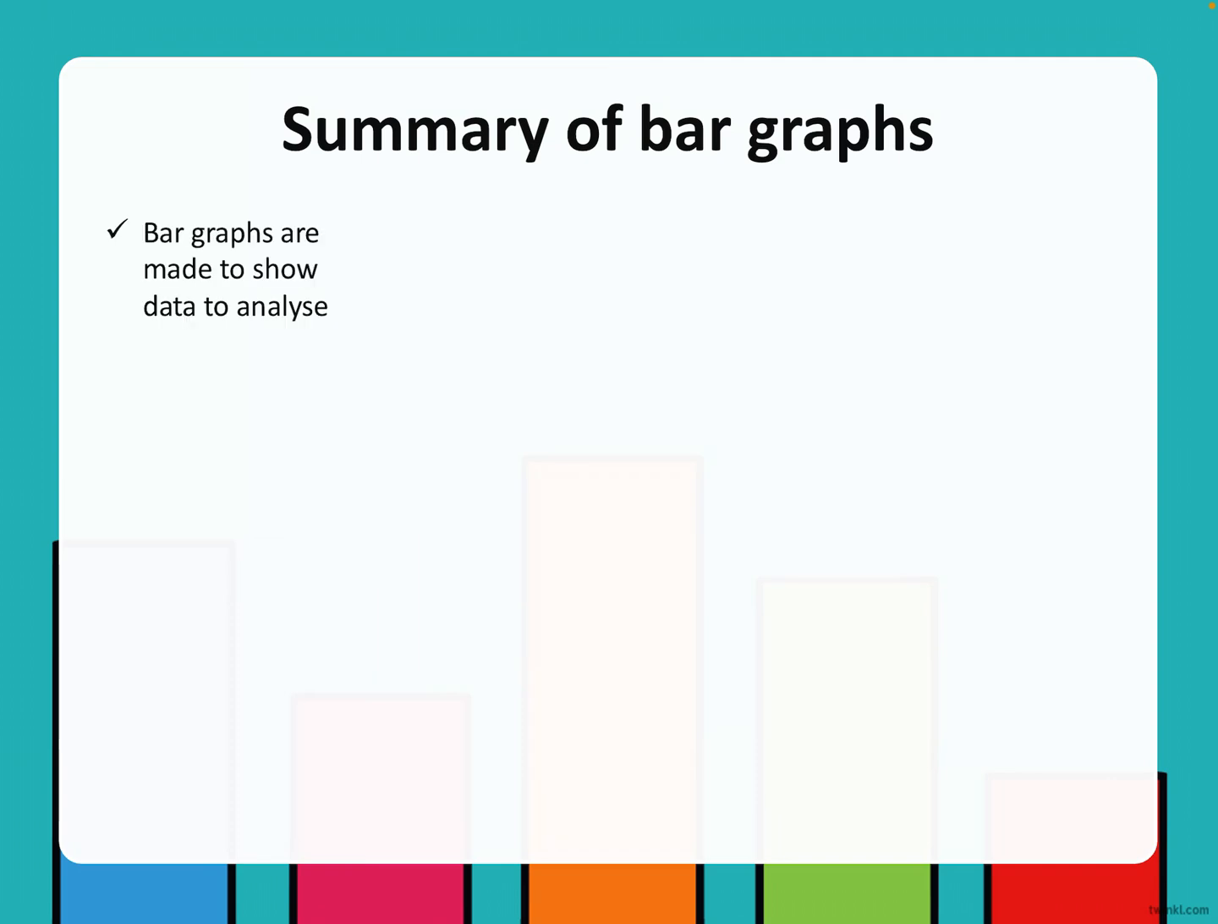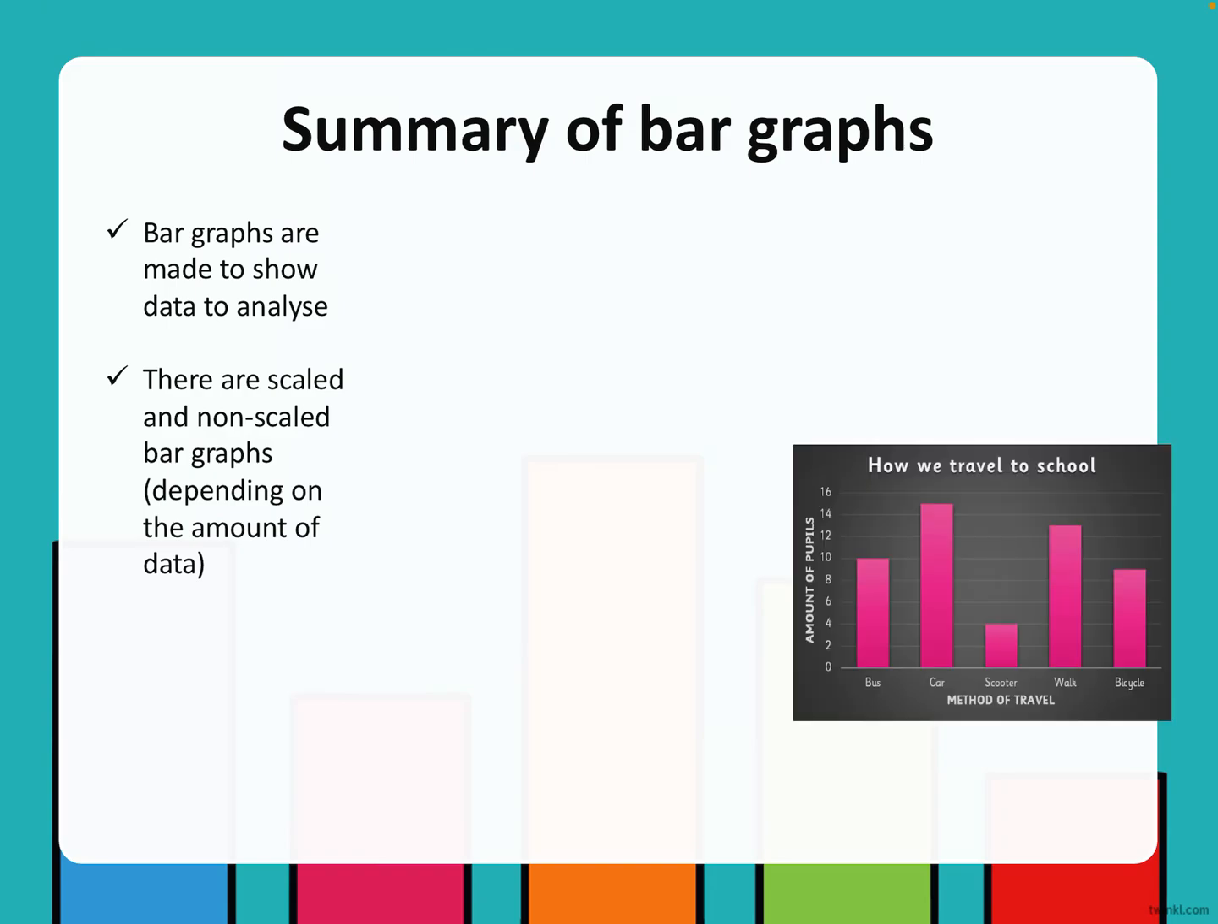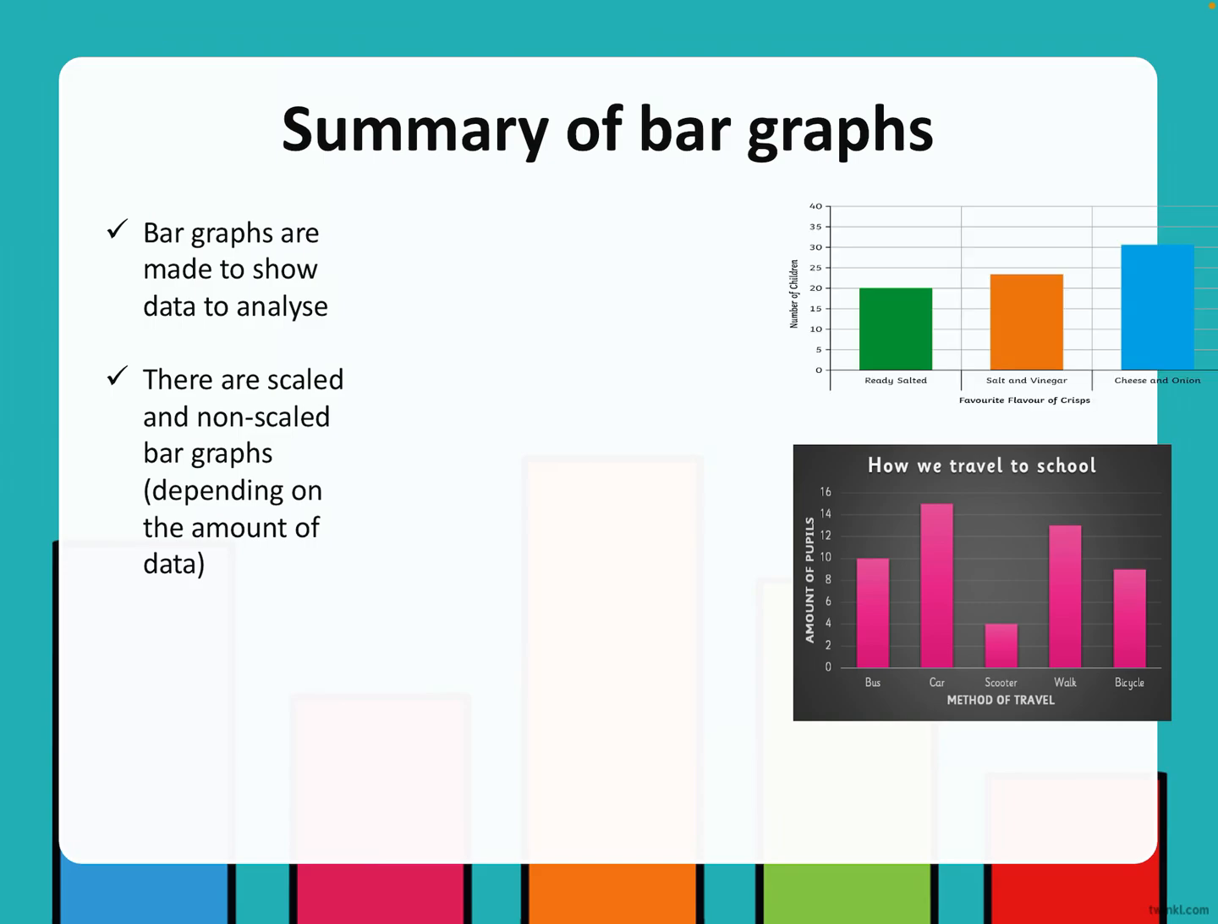So to summarise, bar graphs are made to show data that we can then analyse. There are scaled and non-scaled bar graphs, and that depends on the amount of data. If there's not that much data, we don't need to scale it. We can just go up 1, 2, 3, 4, 5, 6, 7, 8, 9, 10. If there's a lot of data, we might need to go up in 2s or 5s or 10s so that the graph isn't huge. Like this example we went over. There were quite a lot of people that we had in the survey, therefore we had to put it up in 2s, otherwise the graph would be massive.